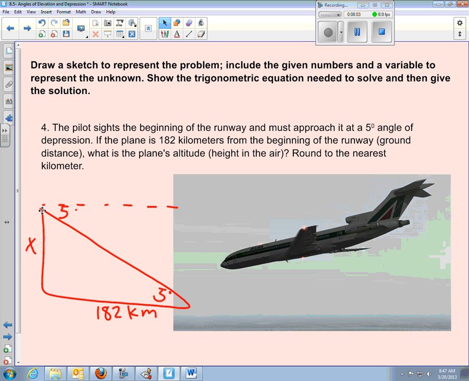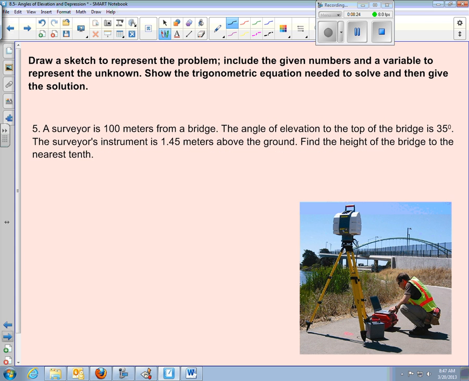All right, so here we have our opposite and our adjacent. So tangent of 5 degrees is equal to our opposite over our adjacent. All right, x is in the numerator, so you're just going to times both sides by 182. Come with that done for tomorrow.